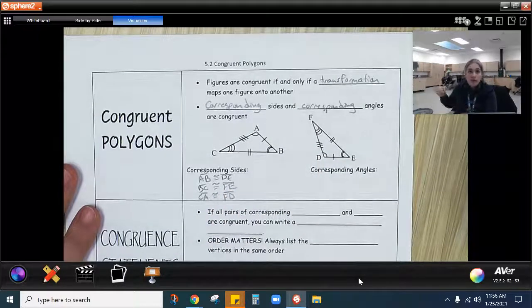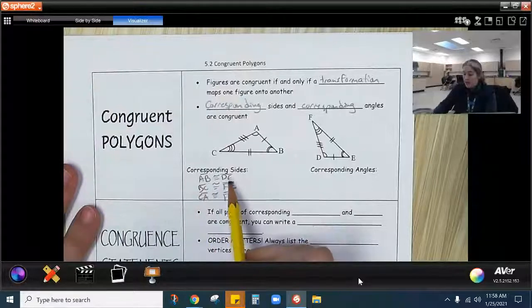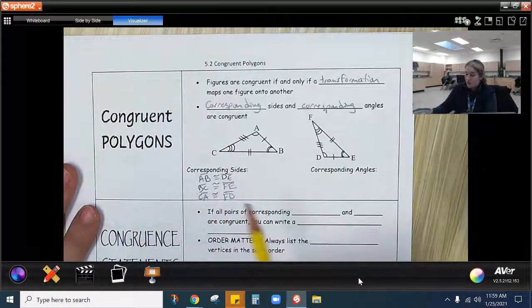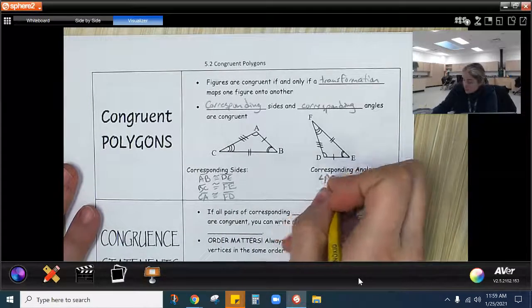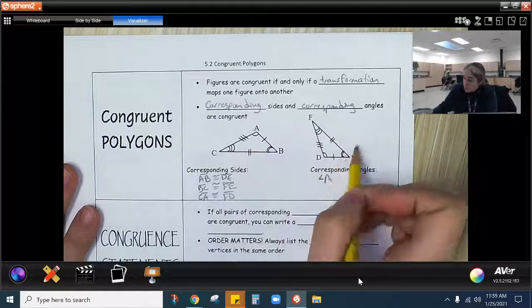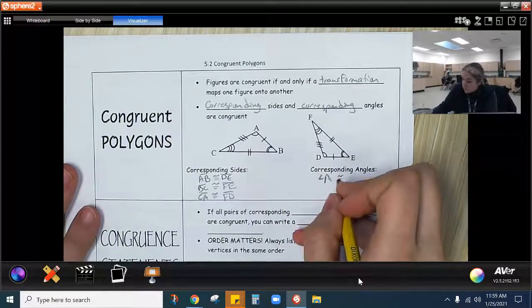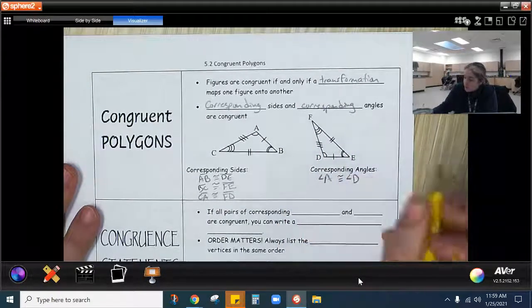Right? So those are our corresponding sides. AB and DE have one tick mark, BC and FE have two, and then CA and FD have three. For corresponding angles, we're looking at our whooshies. So let's start with angle A. Angle A has one whooshie. When we look over here, angle D has one whooshie. So angle A is congruent to angle D.